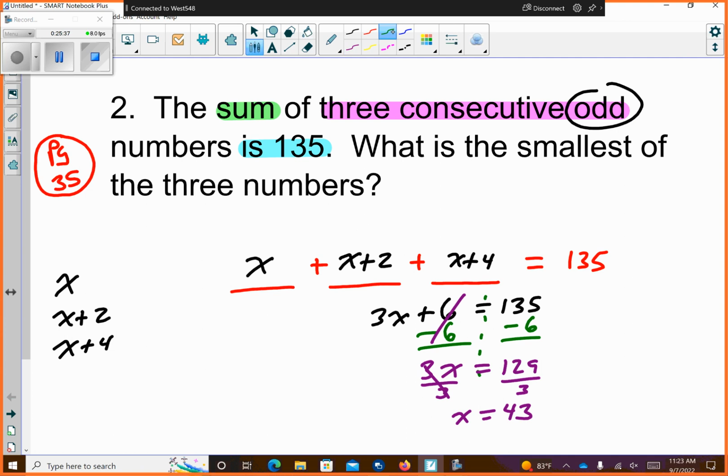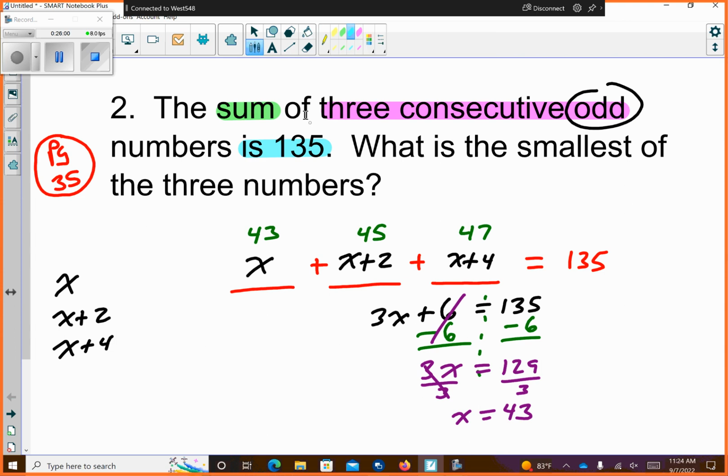All right, so my first number is 43. My next number is 45, and my next number after that is 47. Okay, so you're adding 2 each time. If I add 43, 45, and 47 together, I do indeed get 135. 43, 45, and 47 are consecutive odd numbers.